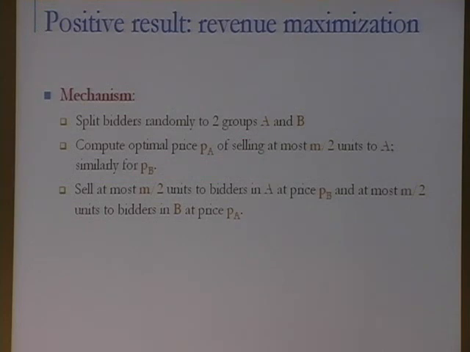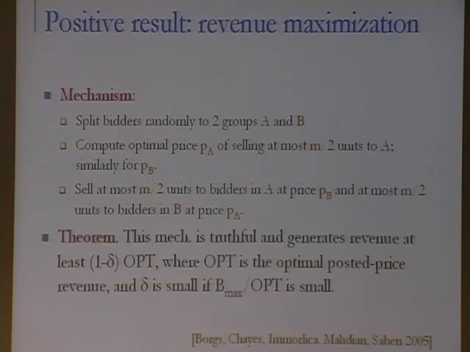Why is it not satisfactory? Well, first, let me state the result. The mechanism is truthful, and it generates close to the optimal posted price revenue. So if you were going to sell all M units to all the bidders and you knew all their valuations and you didn't have to worry about truthfulness, how much money could you make at a fixed price? That's what I call OPT. And this mechanism gets close to that OPT, so long as the maximum budget of any particular bidder is small.